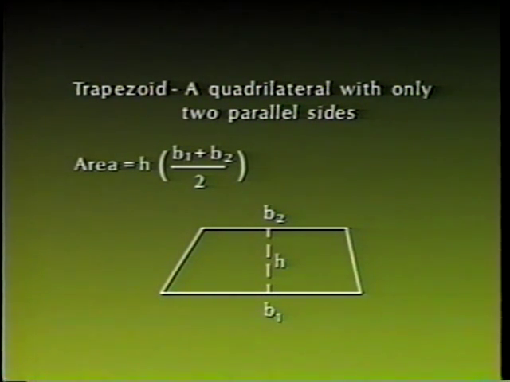The solution for the area of a trapezoid is h times the quantity b sub 1 plus b sub 2 over 2. The b sub 1 plus b sub 2 over 2 will give you the average length of the bases times the height.